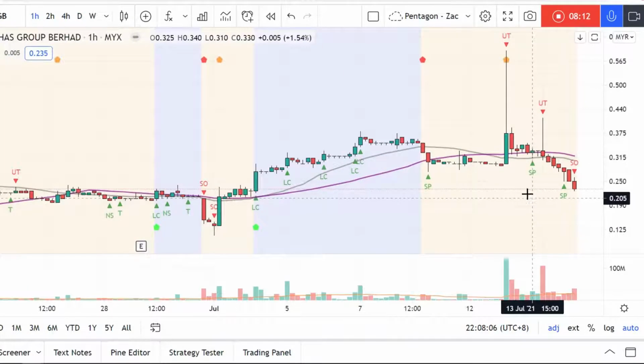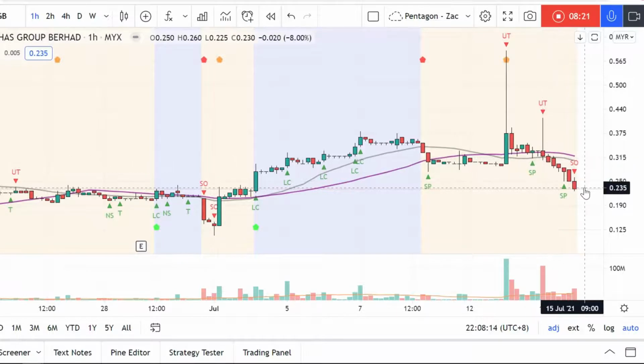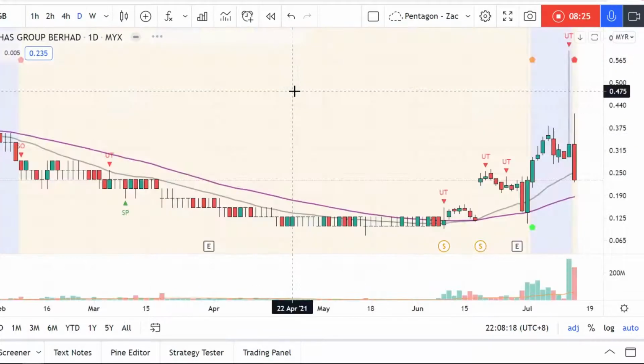So let's look into the hourly chart. 13 July, upthrust. Here this morning, also another upthrust, subsequently selling off. Now I'm not asking you to sell, I just want to share with you what will happen most of the time if this kind of formation appears in the chart. Well, let's see how it goes tomorrow.